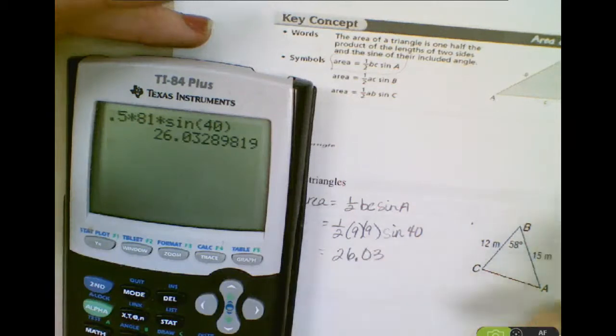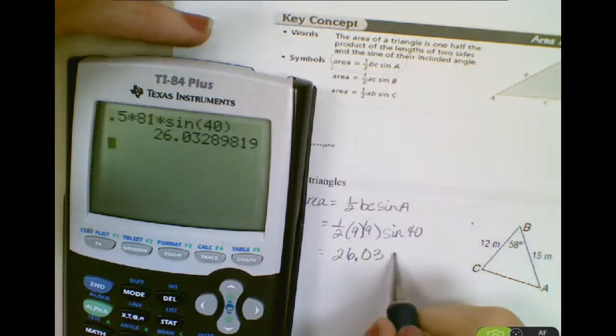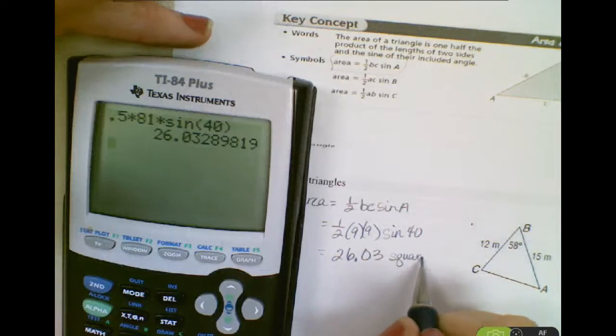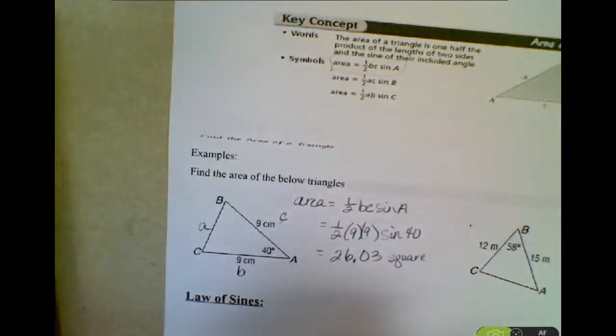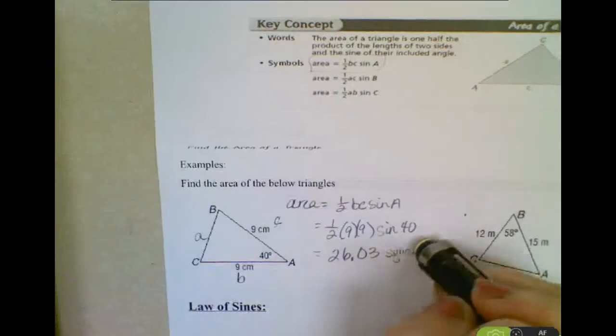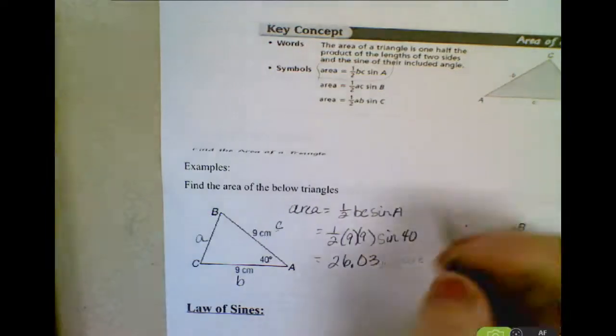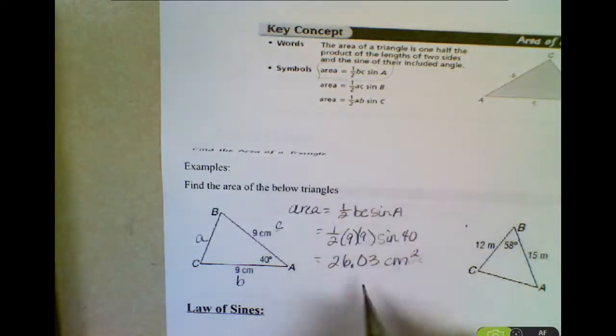26.03, and you can round these off to the hundredths. That would be the area of that. So that would be square units. Square centimeters. They actually did give us a measurement on that. So that would be 26.03 centimeters squared.